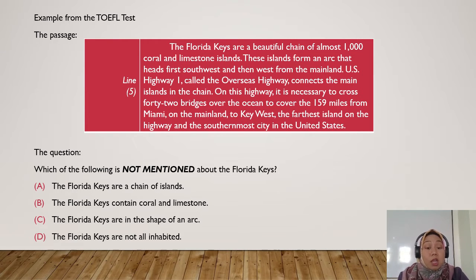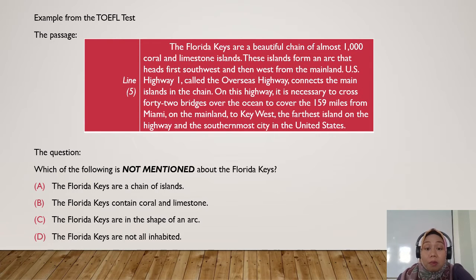Let's take a look at the example here. Which of the following is not mentioned about the Florida Keys? To answer this question, you want to go one by one with the multiple choices and try to find the keywords in the passage. Say, for example, the Florida Keys are a chain of islands. This is about the Florida Keys, right? So you might want to find "Florida Keys." The Florida Keys are a beautiful chain of almost 1,000 coral and limestone islands.